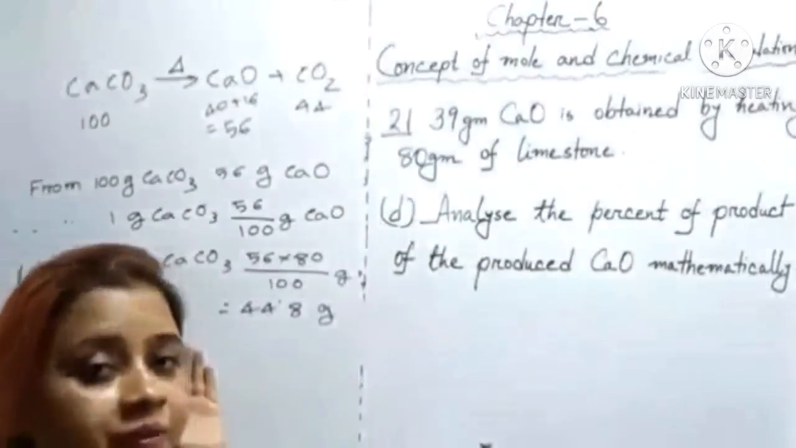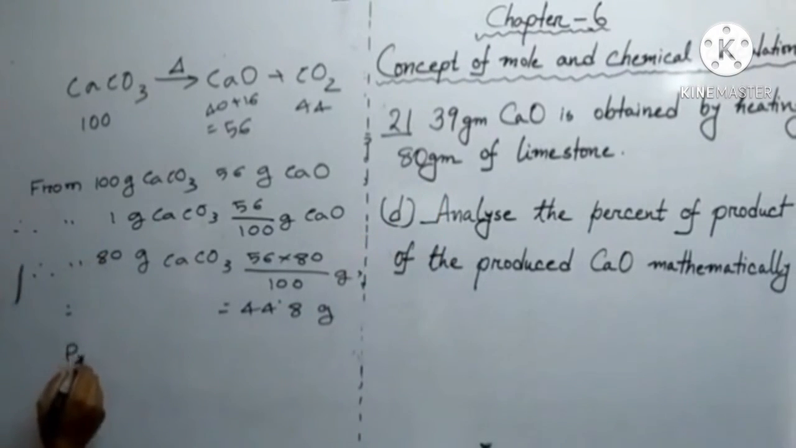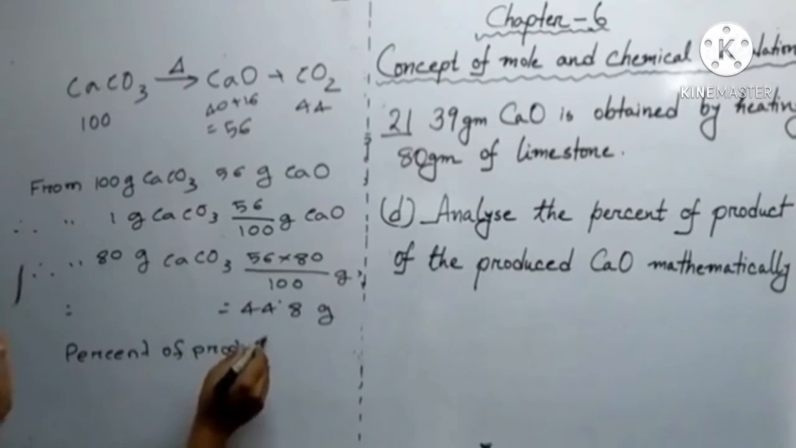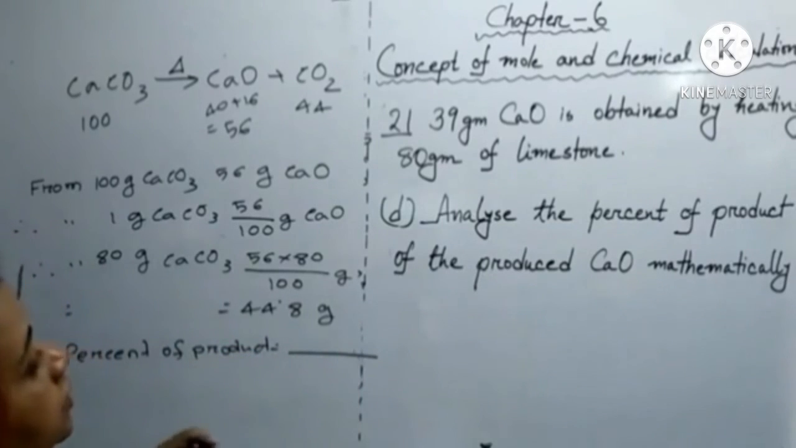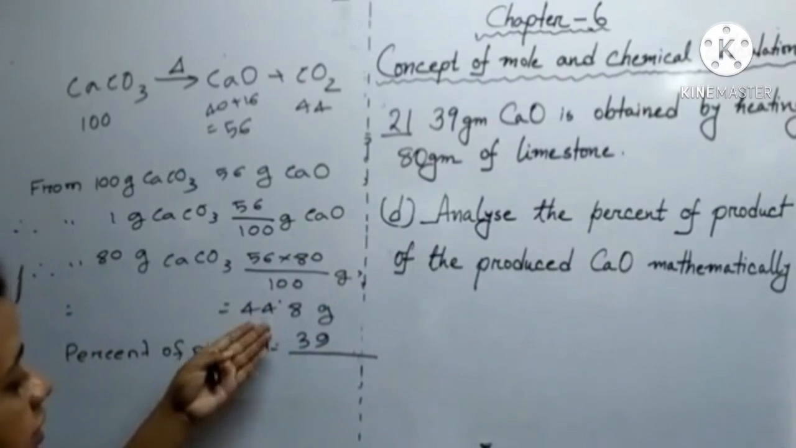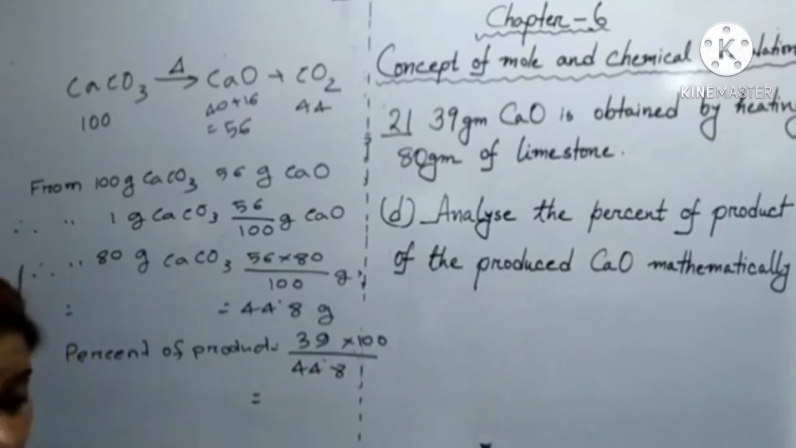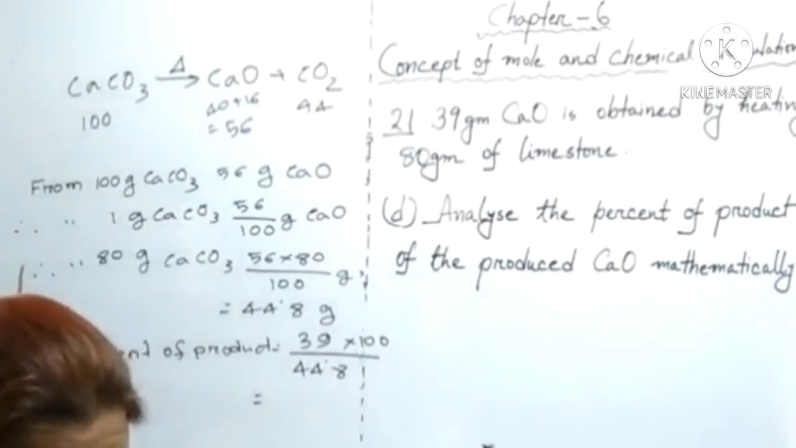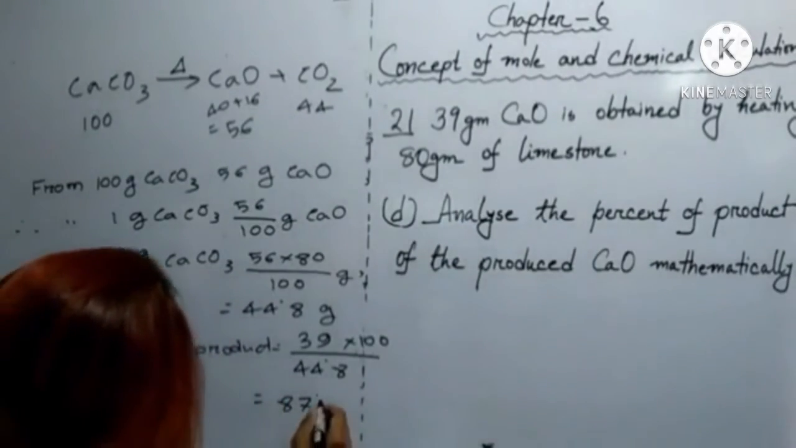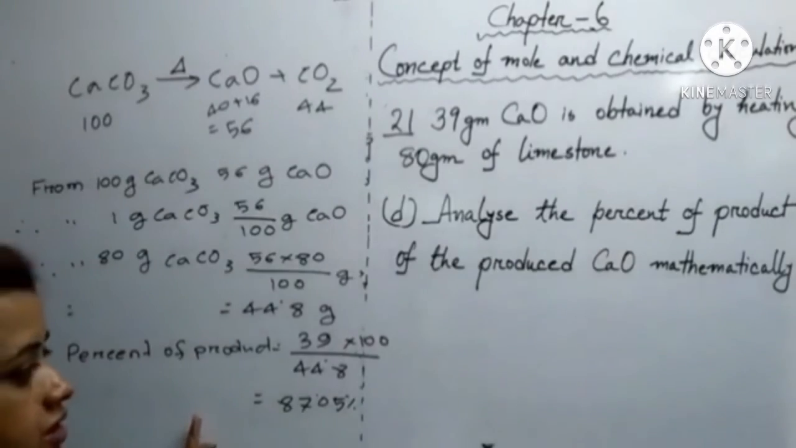But practically we found 39 gram. Therefore, percent of product is equal to what is obtained practically, 39 gram, divided by what was supposed to be obtained, 44.8 gram, into 100, which is equal to 87.05%. This is the percent of product of calcium oxide.